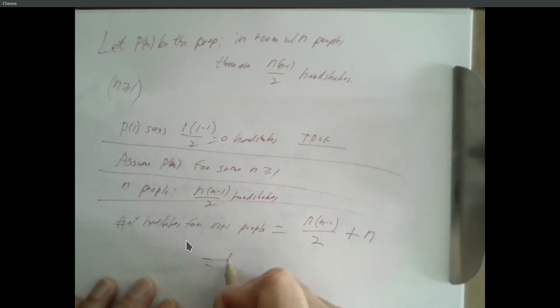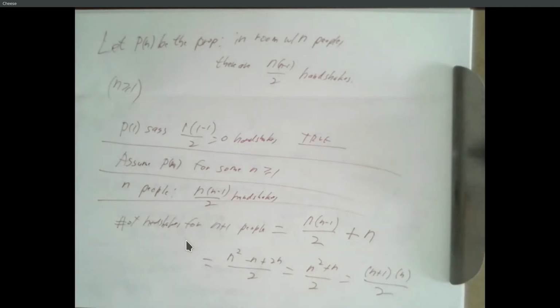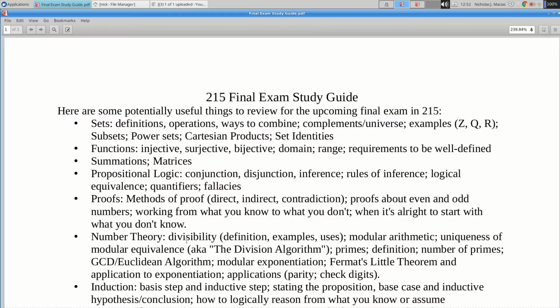And now you're at your algebra section. And we rearrange it and we get n plus 1 times n over 2. So assuming P of n, we've just shown that n plus 1 people shake hands this many ways. And that's P of n plus 1. Therefore, P of n implies P of n plus 1. Therefore, P of n is true for all n bigger than or equal to 1. All right, good.